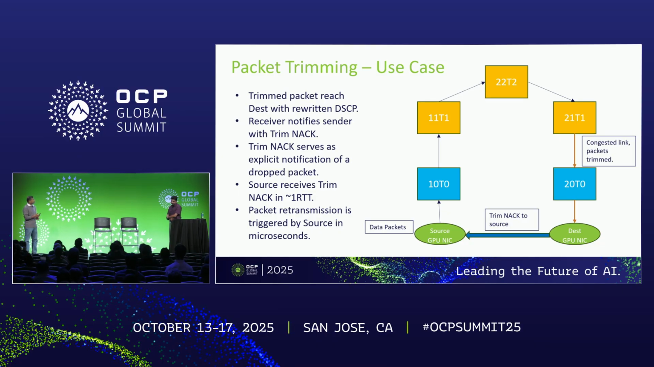In this case, let's say there is a congestion between 21T1 and 20T0. The data packets reach 21T1, and here the data packet queue of the link between 21T1 and 20T0 is congested. So instead of dropping the packet, the packet gets trimmed and rewritten with the correct DSCP value that is attached to the egress port between 21T1 and 20T0. And the destination GPU NIC receives the trim packet with the correct DSCP value that is configured on the 21T1.